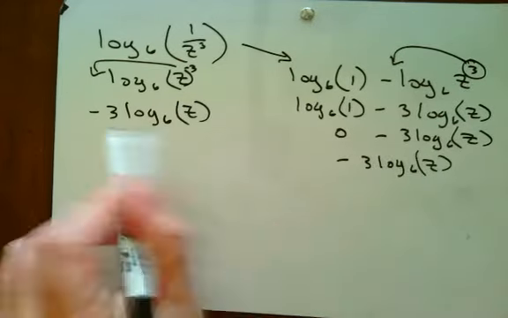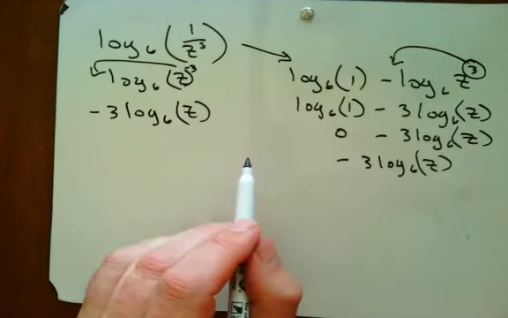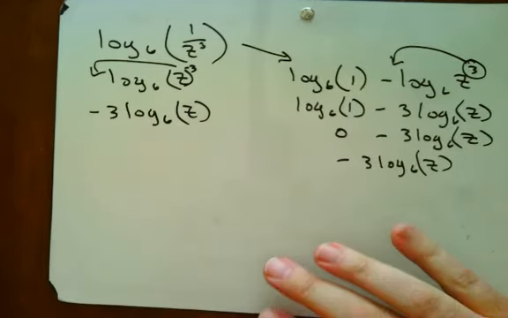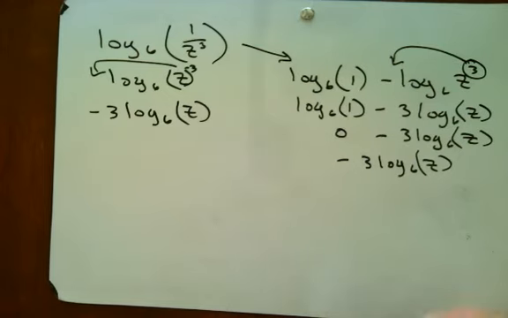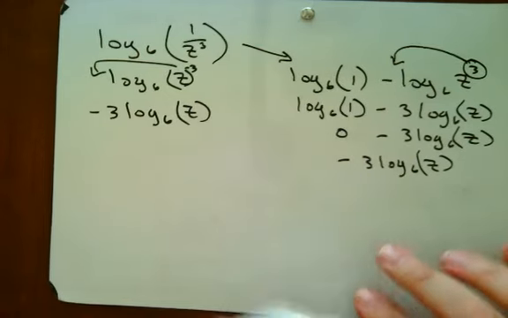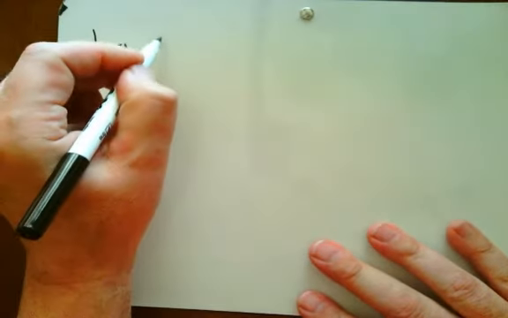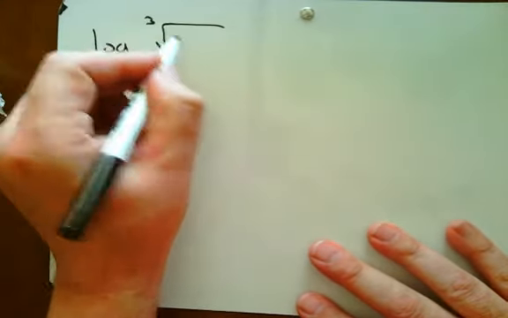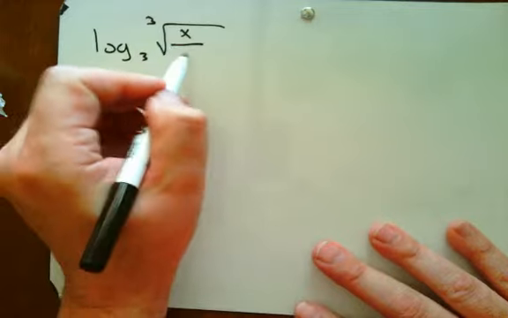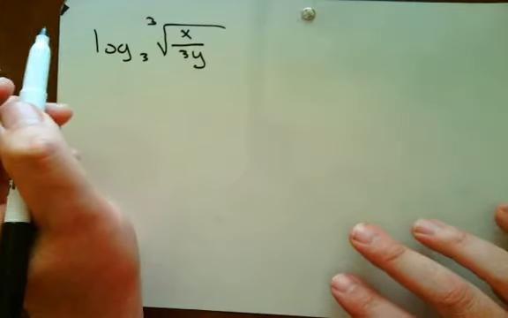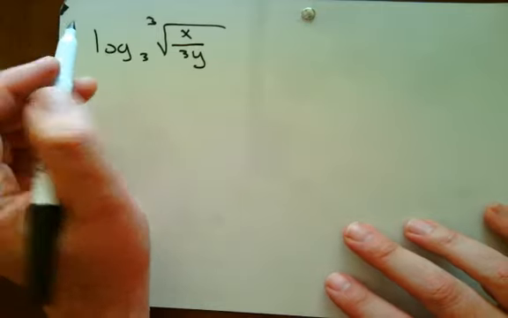And remember from our start today, we said log base b of 1 was 0. So we've got 0 minus 3 log base 6 of z. And instead of writing that 0, I'm just going to write negative log base 6 of z. I don't care which method you use for this problem. Both are appropriate and fine. I'm happy with you just being comfortable with at least one of them.